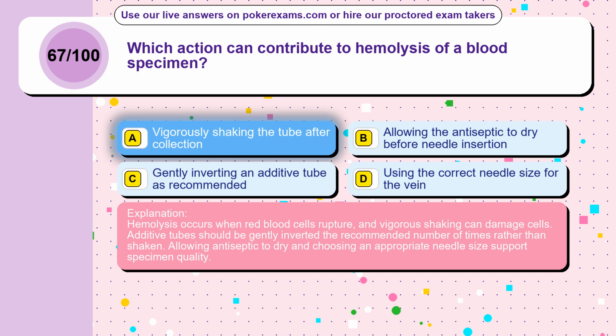Additive tubes should be gently inverted the recommended number of times rather than shaken. Allowing antiseptic to dry and choosing an appropriate needle size supports specimen quality.